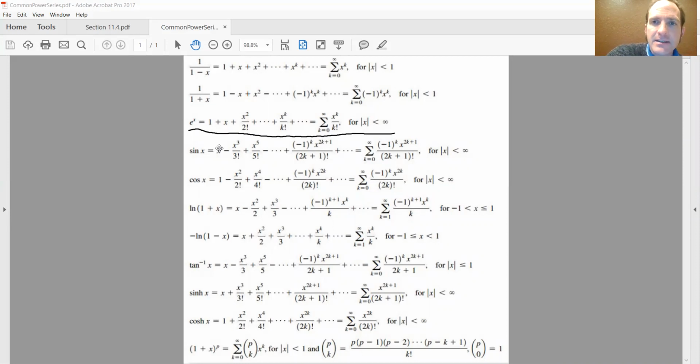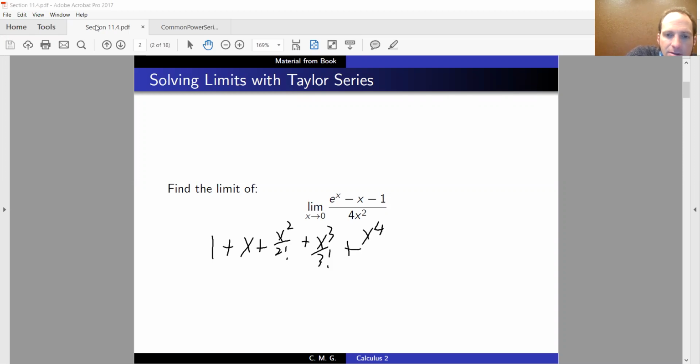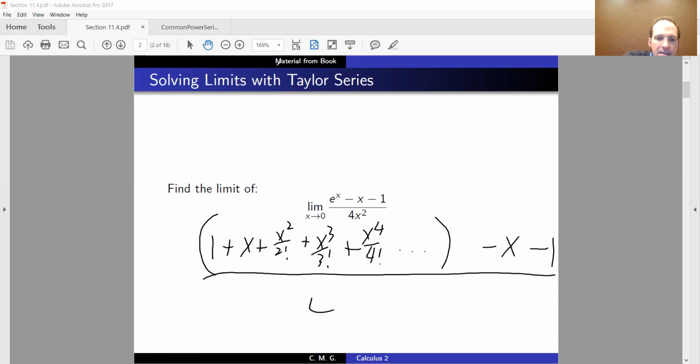So now if I take the limit of this thing, I'm going to rewrite the e to the x in my limit using the Taylor series expansion of e to the x. So e to the x was 1 plus x plus x squared over 2 factorial plus x cubed over 3 factorial plus x to the 4th over 4 factorial, and so on. And then I have minus x minus 1. And so what I have here, this first thing is the Taylor series expansion of e to the x. It's an infinite polynomial. And then I'm subtracting the x term and the 1 term off of that. And then I'm getting what I need. And then still over 4x squared.